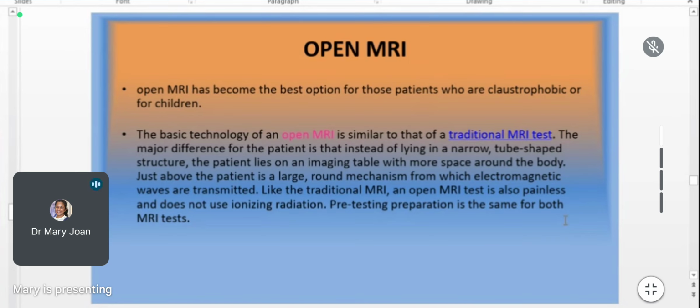So we have MRI machines with 85 centimeter bore size, 1 meter bore size, like that. When the patient goes inside, they might feel claustrophobic, as if something is falling onto them. With bigger bore sizes, this could be avoided, and that is achieved by the open MRI techniques.